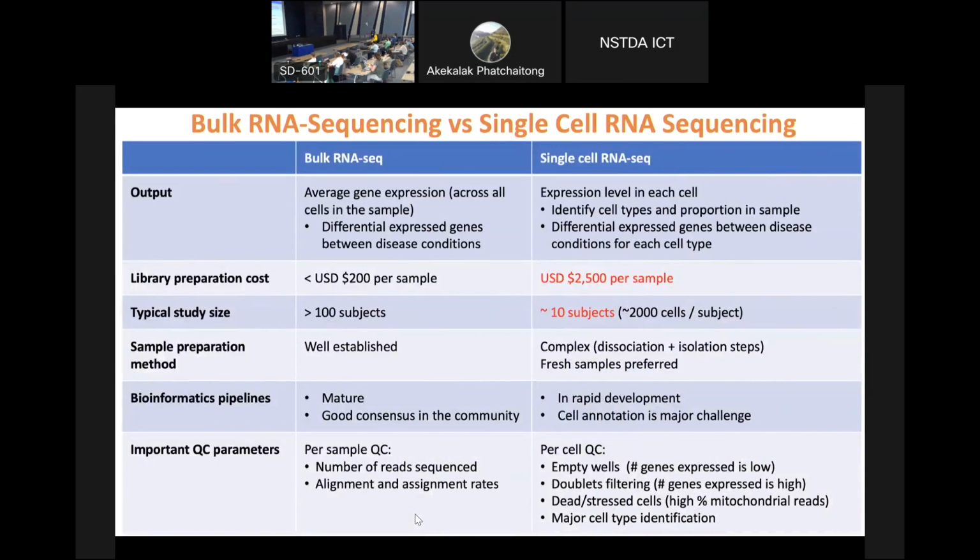In terms of output, you get average gene expression for bulk RNA because you have all kinds of different cells in your tissue. You didn't separate them. So your differentially expressed genes are going to give you a democratic average of what's going on, not really specific to a particular cell. Whereas for single cell RNA-seq, it's really for a specific cell. So you're really studying what's going on for that particular cell.